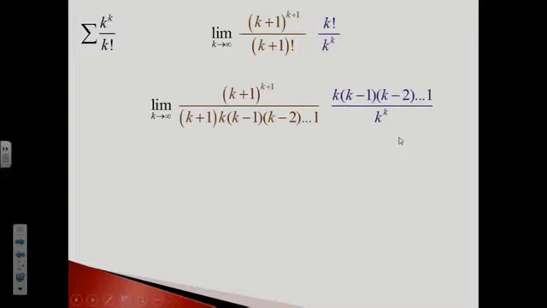The next example is a little bit more challenging. Test the series sigma k to the power of k divided by k factorial for convergence. Let ak equal k to the power of k divided by k factorial. Then the ratio ak plus 1 divided by ak equals k plus 1 to the power of k plus 1 divided by k plus 1 factorial, multiplied by k factorial divided by k to the power of k. Express the factorials and reduce the common terms.